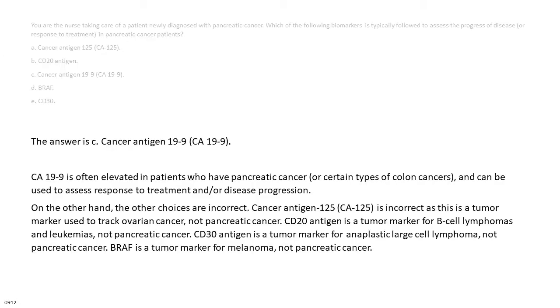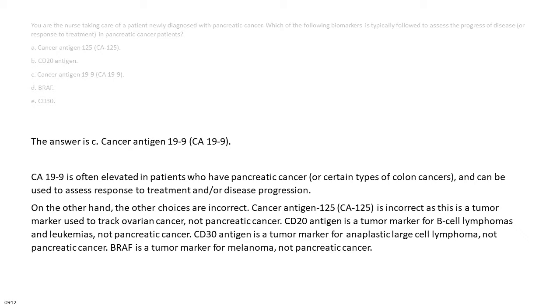The answer is C. Cancer antigen 199, CA199. CA199 is often elevated in patients who have pancreatic cancer, or certain types of colon cancers, and can be used to assess response to treatment and/or disease progression. On the other hand, the other choices are incorrect.